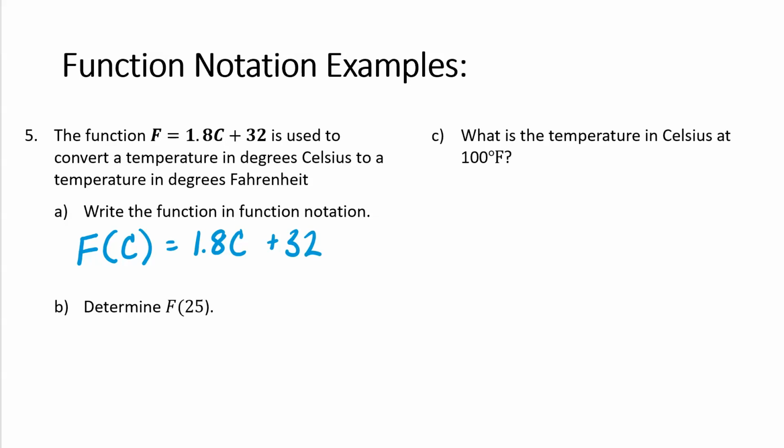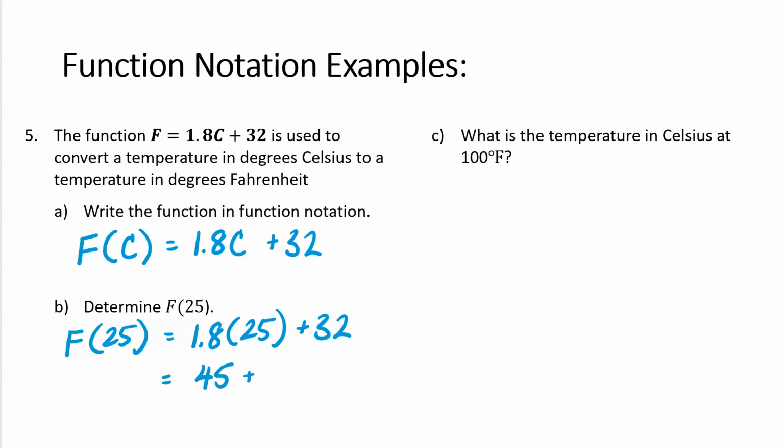For part B, it says determine Fahrenheit degrees when the Celsius is 25. Okay, so F of 25 equals 1.8 times the 25 plus 32. 1.8 times 25 is 45 plus 32. 45 plus 32 is 77. So when it's 25 degrees Celsius, it's equivalent to 77 degrees Fahrenheit.